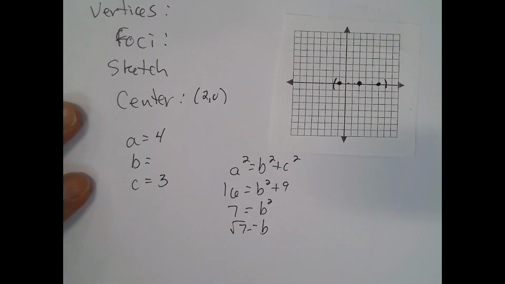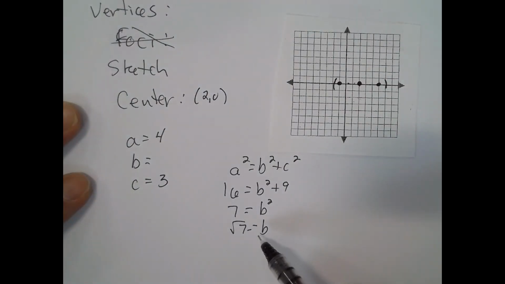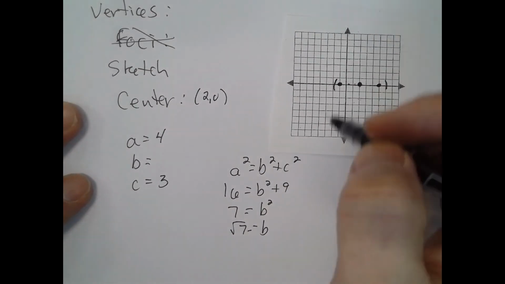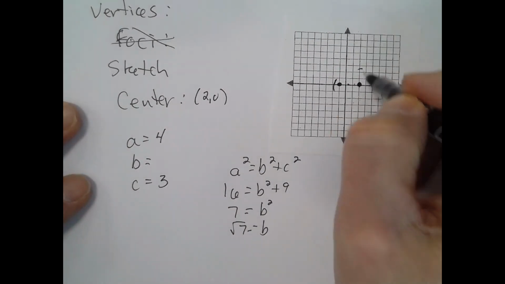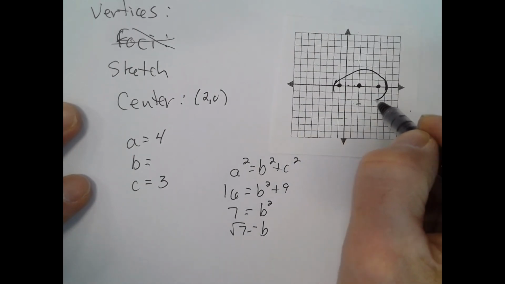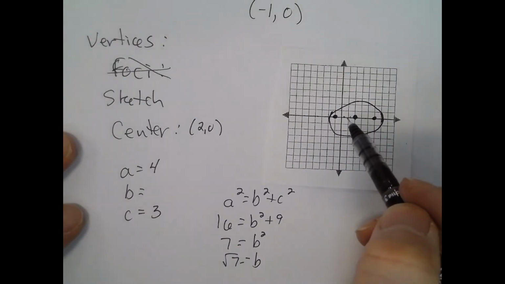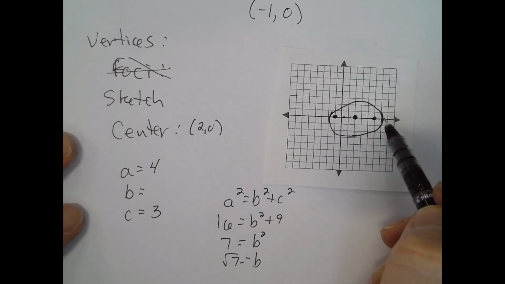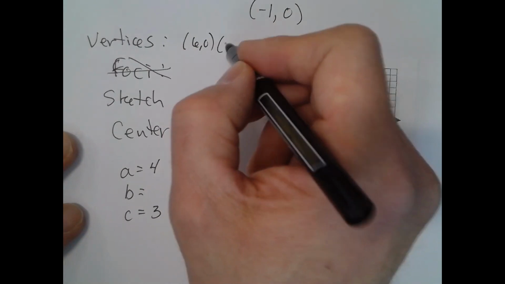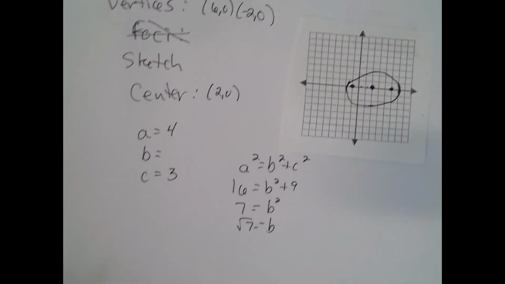All right, so foci, those are already given to us. We kind of got a sketch. B is the square root of 7. Now I'm going to have to do a decimal. It's bigger than 2 and less than 3. So between 2 and 3, we'll call that pretty good. And then the vertices are 6, 0 and -2, 0. If I wanted to do eccentricity, it'd be just C over A.